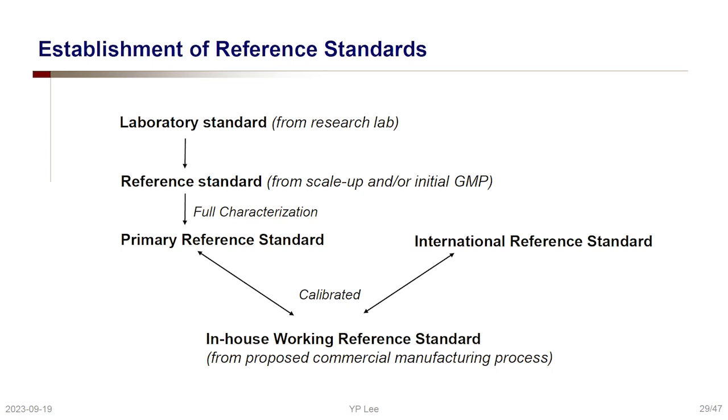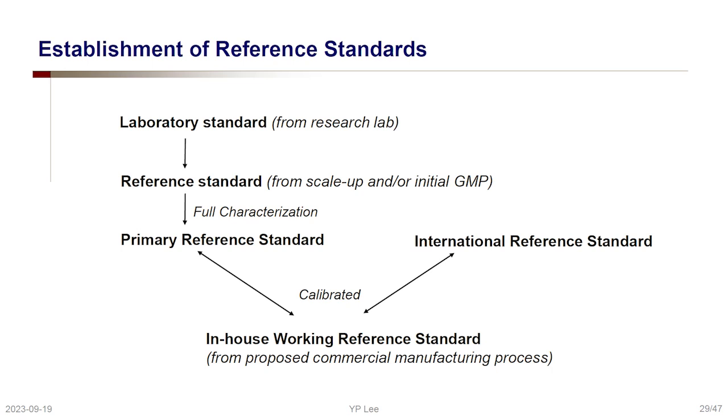Usually, when we develop new molecule or the new product, activities are starting from lab research. So there would be the laboratory standard, then it can be scaled up, or for the initial GMP production stage, there will be the reference standard, which is internal reference standard. And once it is fully characterized, then it can be called as primary reference standard. And here, this primary reference standard need to be maintained and kept permanently.